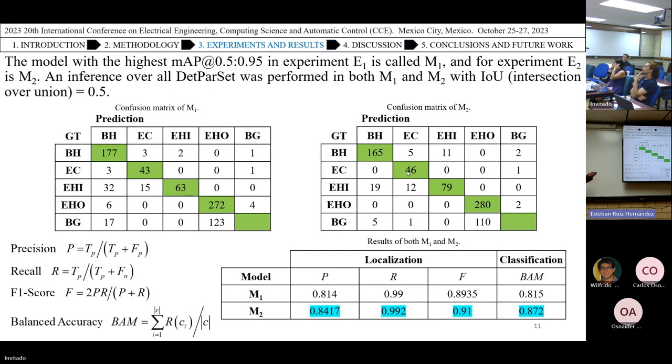From those confusion matrices, we obtain the metrics. The metrics used are precision, recall, and F1 score for localization, and we use the balanced accuracy metric for classification. We use this metric for classification because we have imbalanced classes, so this is a really good metric to correctly know the performance of a classification model. We see that in both localization and classification, the model with the cost function modification outperforms the original Faster R-CNN model. So the model worked as expected, because we made modifications in both the localization cost function and the classification cost function.